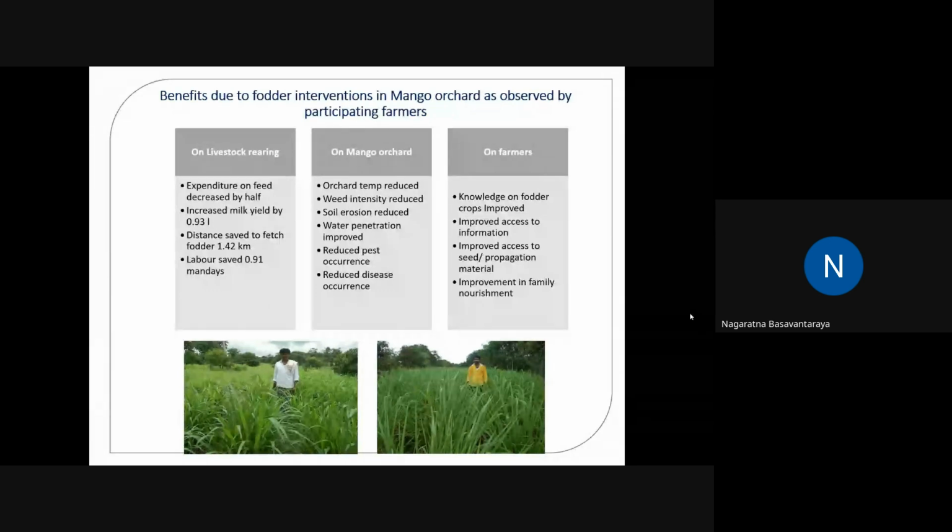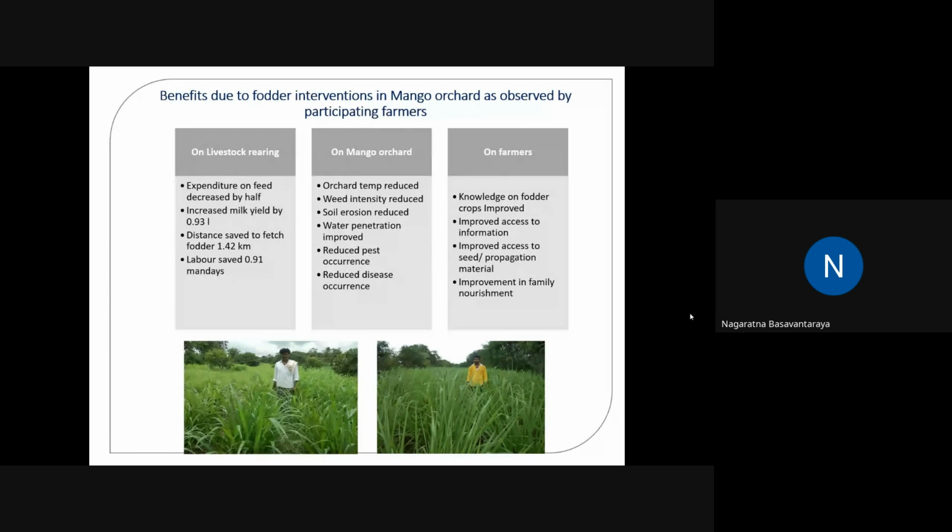The third thing is that every day they were going nearly 1.5 kilometers in search of native grass. One laborer would go, cut it and bring it back to the house. So even the distance they traversed was saved by taking up the horticulture technology. As a result, even labor was saved.